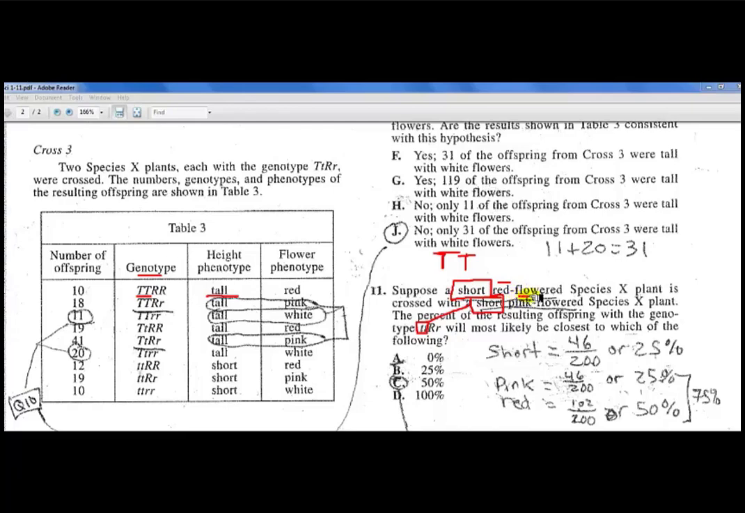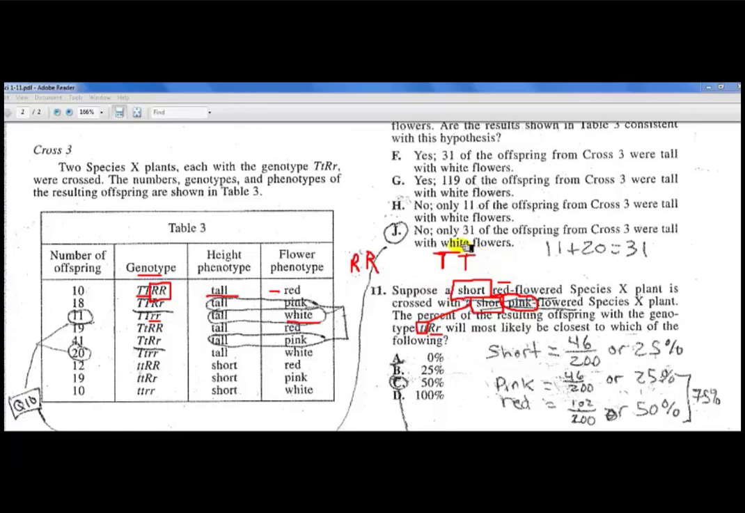Red and pink flowers. Well, if you look over here in the genotype, in order to get a red flower, you have to have two capital R's. That is a dominant gene. On the other hand, if you need to get a white flower, which is a recessive gene, you need two small r's. We are given pink. So that means we have capital R, small r. It's a mixture of dominant and recessive genes.